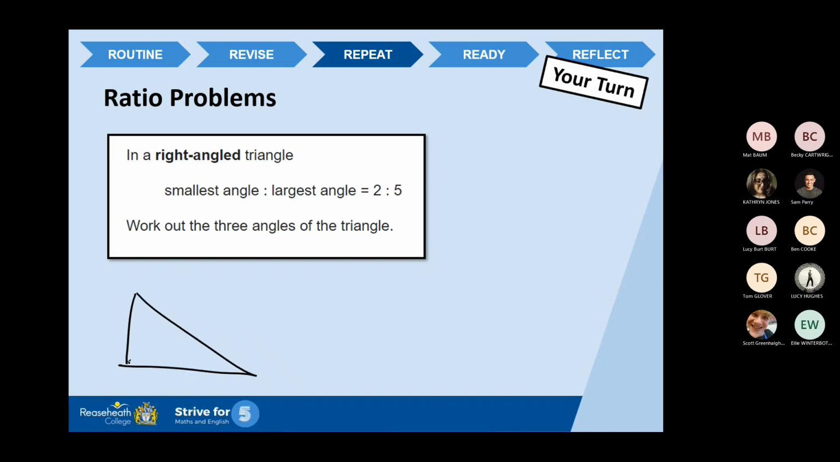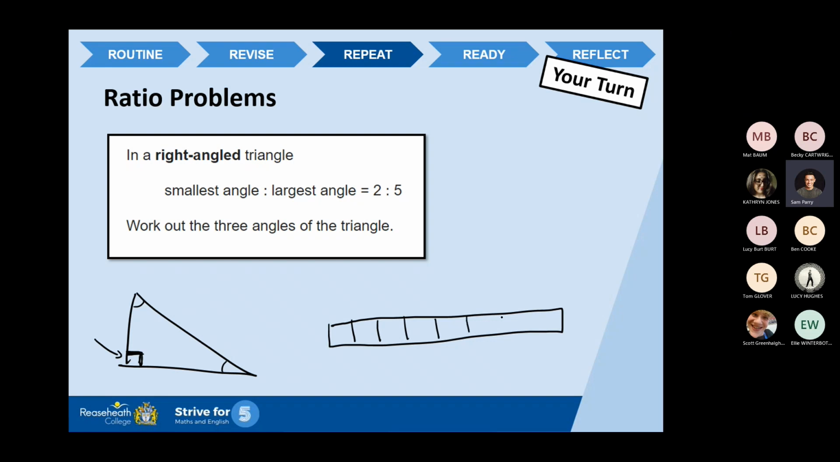Now, what you need to know is that in a right angle triangle, the biggest angle is the right angle, 90 degrees. You can't have it any bigger. That's a smaller angle on that one. So when you draw in your bar, 2 to 5, that's 7 parts. 1, 2, 3, 4, 5, 6. There we go. There's the 2 and there's the 5.